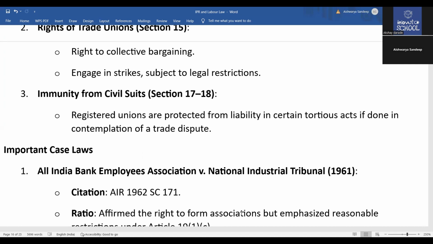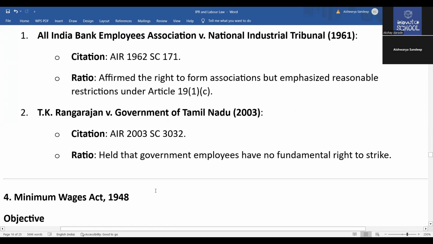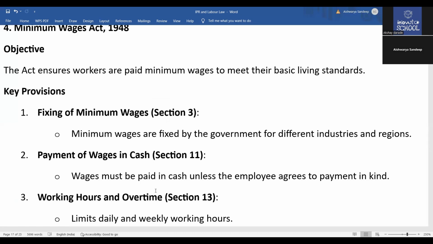Now, immunity for civil suits. Registered unions are generally protected from liability in tortious acts if done in contemplation of landmark cases. Then you have your Minimum Wages Act. Now, minimum wages is something that also differs. Every state has got its own amendments, or inputs. So when you read the Minimum Wages Act, you will also have to check in the notes corner whether Tamil Nadu has got this difference, whether any other state has got any difference.